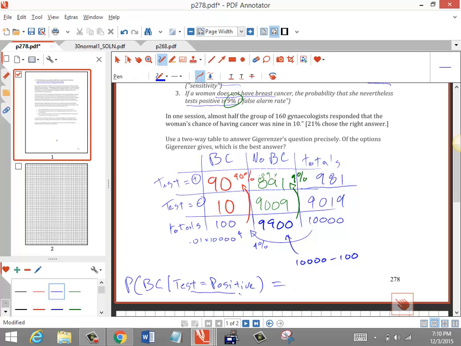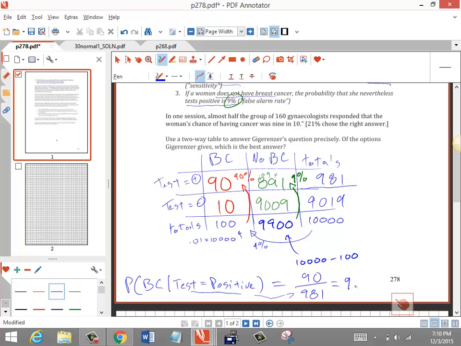So remember, the whole thing about this is basically of everyone who actually tests positive. That's what this conditional thing does: it changes the denominator. We don't care about the whole population. We're talking about those who actually test positive. 981 positive tests. How many actually have cancer? 90 of them. So her risk of cancer, given that she has a positive test result, is 90 divided by 981.